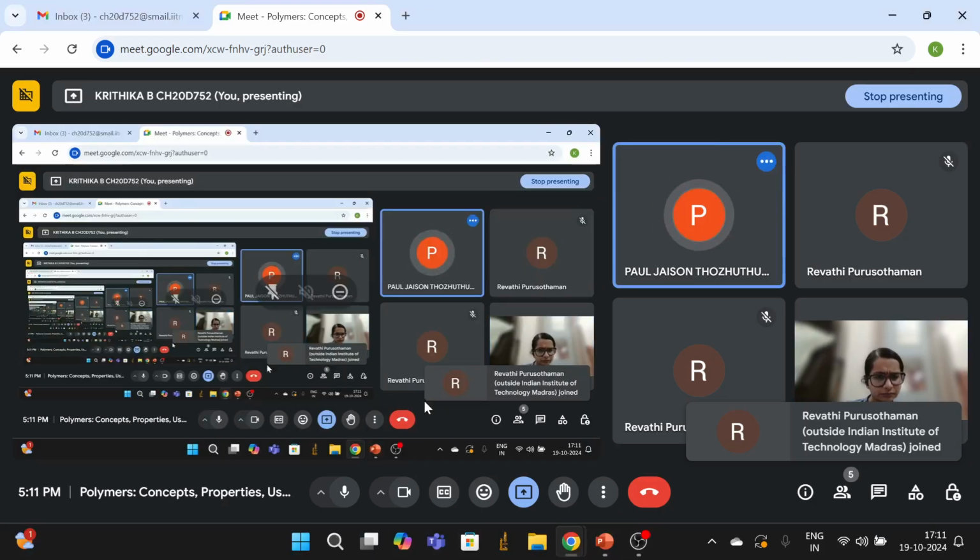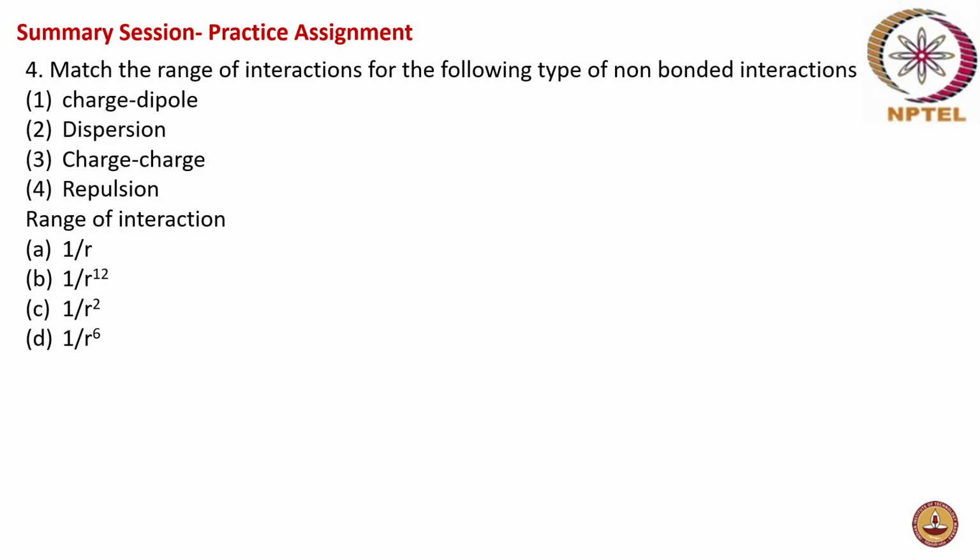For charge dipole, it's 1. For repulsion, it is 1 by R raised to 12. For charge is 1 by R. For dispersion, it is 1 by R square. And for charge dipole, it is 1 by R to the power 6. Okay, what about you, Revati? You have any idea? You want to give a try?